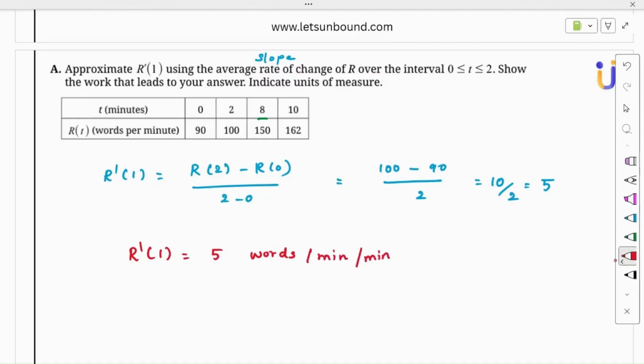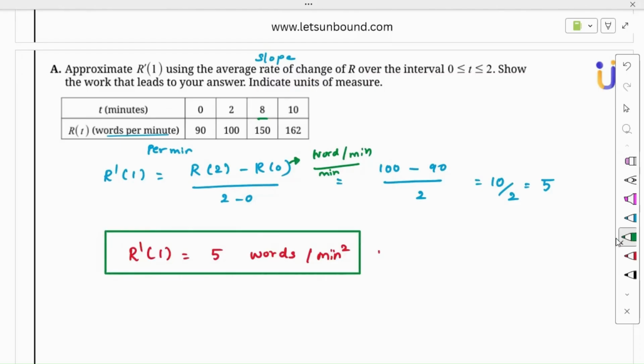Actually, you can represent this as per minute squared. That is also fine. So this unit is important. The given function itself is in words per minute. Or if you are confused about how minute squared comes about, let me explain. The numerator unit is words per minute. The denominator is time, which is in minutes. That's why it's words per minute per minute, and if you simplify, it's per minute squared. That's how you have to interpret the exact unit. So that's part A, and we are moving to B.